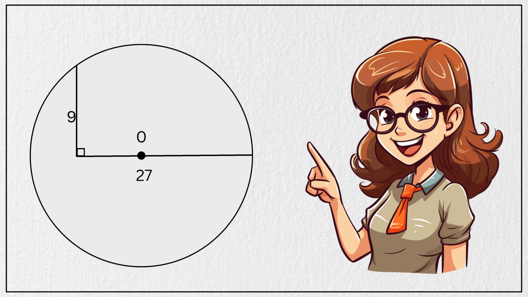This question is really fun. We have a circle with its center at a point called O. From a point on the circle, we have a straight line that passes through the center and continues to a point inside the circle. Like this, the total length of this line is 27 units.